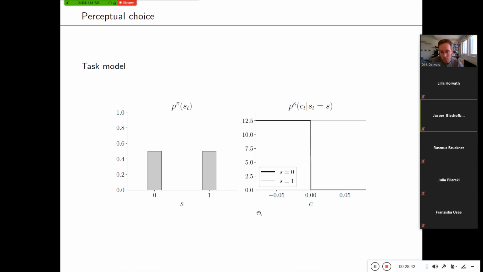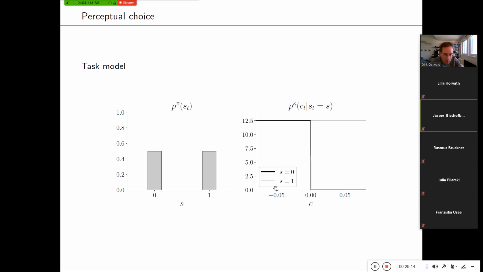Maybe to further elaborate on this, it's really as simple as this. This is the Bernoulli distribution here. It's the state distribution. There are 2 possible states, 0 and 1, and the probability for the state at trial t to be 0 is 0.5, and the probability for the state to be 1 at trial t is also 0.5. And this shows the state conditional contrast distribution.